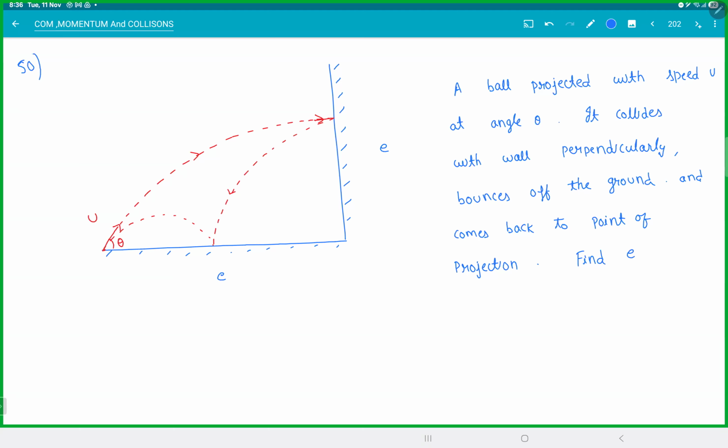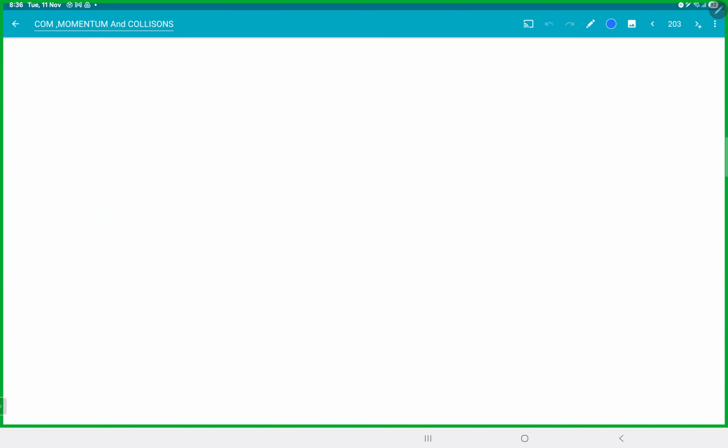Next we had it. So when you're hitting at the H max, what is the speed? U cos theta. So if you hit the H max with U cos theta, you'll bounce back with what speed? E times U cos theta, isn't it? So let's see this thing.